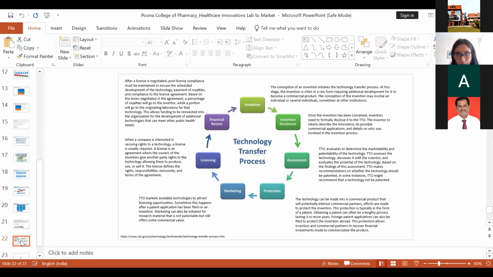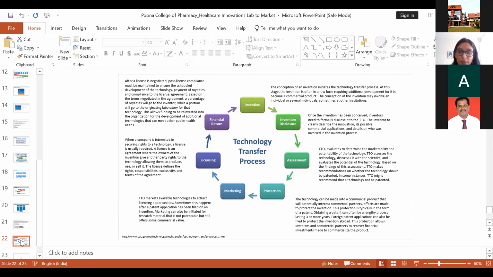Now, this can take time, okay? Because once you identify the partner, you have to work with that partner to customize this technology for their requirement. Then the TTO markets the available technology. They will put it up on their database, on their various forums, and say, look, guys, now we have this technology.